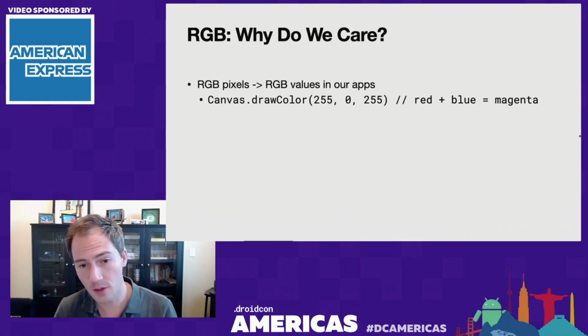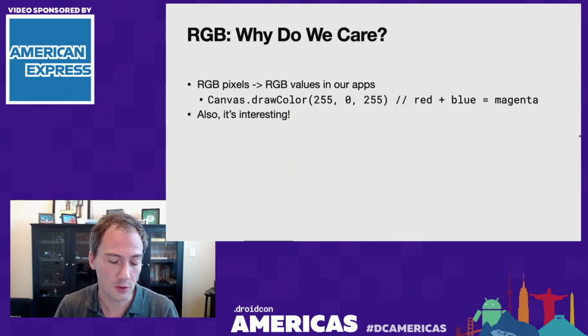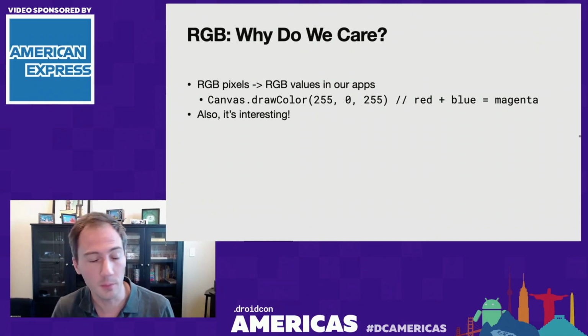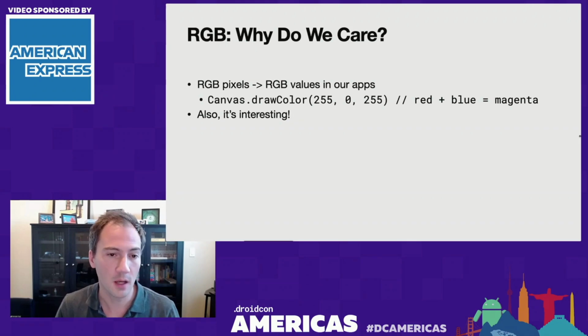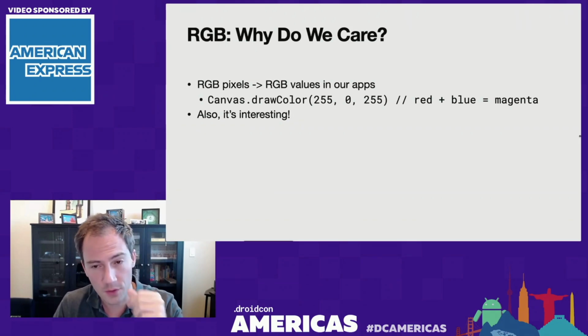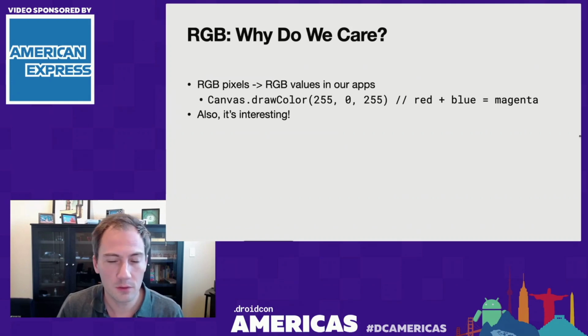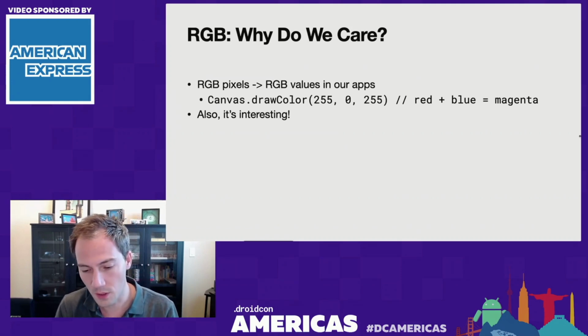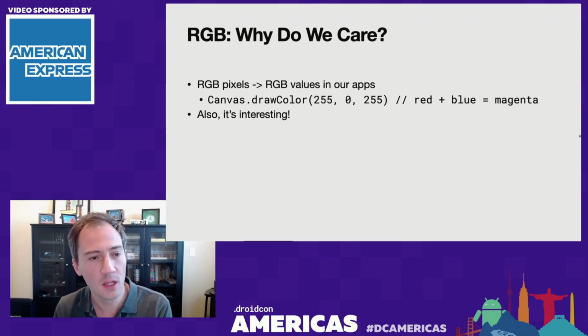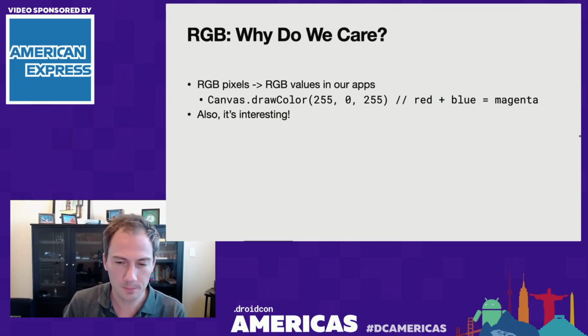Also, frankly, this is very interesting, and Chet and I are big believers in trying to understand the fundamentals of a domain to be able to be better programmers in that domain. Now, if we look at those magic values, 255, 0, 255, we said, okay, we mixed red and blue, and we end up with magenta. If you take a step back, you might want to ask yourself, okay, we have those values, but what is a color exactly? Is there a red? Is there a blue? So we need to dig a little deeper.